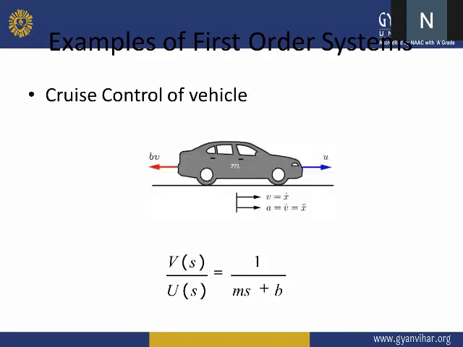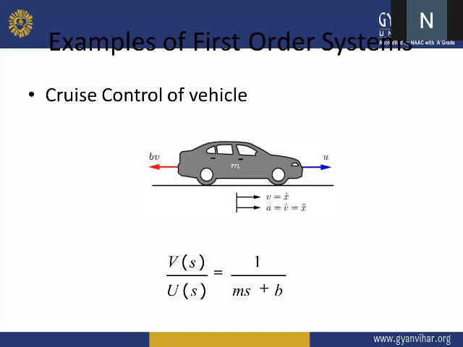Another example for the first order system is the cruise control of a vehicle. For example, a car is moving in a particular direction with the velocity of u, and this velocity is defined by x dot, and the acceleration for this velocity is given by v dot, that is x double dot, where x is your displacement.